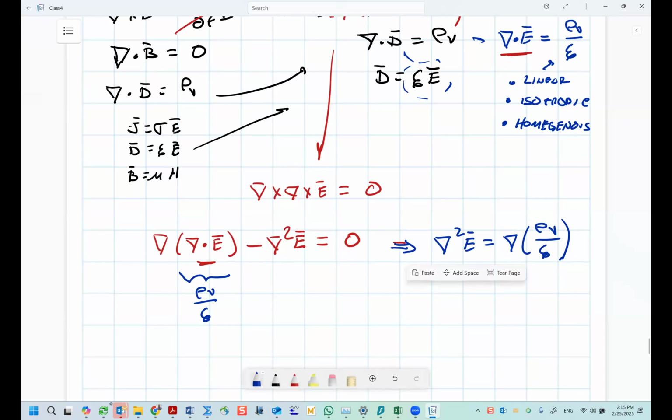That's the equation. That's the equation that we can solve. This even has a name. This is the Poisson equation.